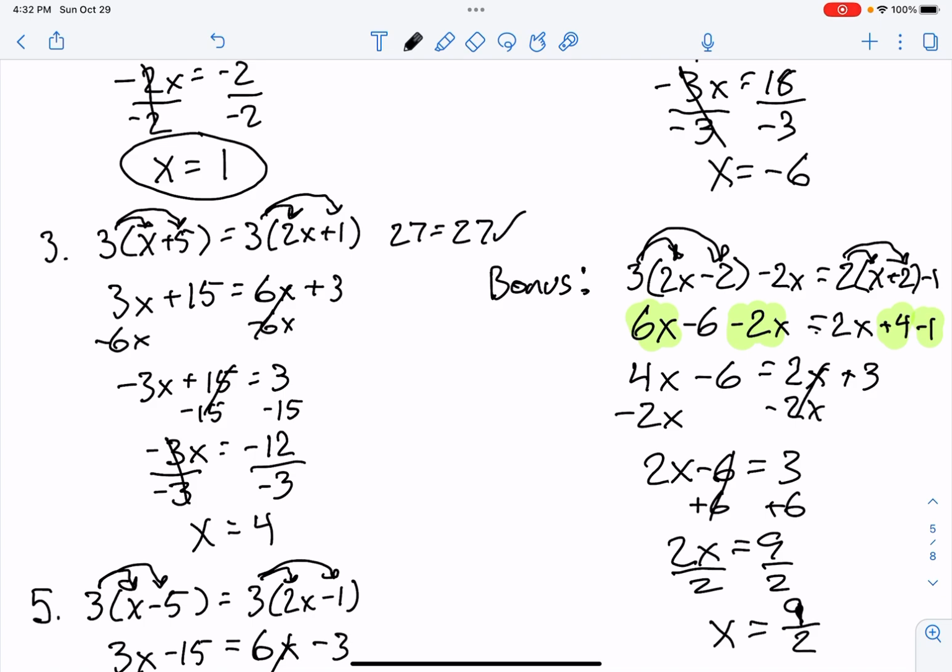All right, so there's a few more examples for you to go through for your assignment, and good luck with that. Follow the steps.